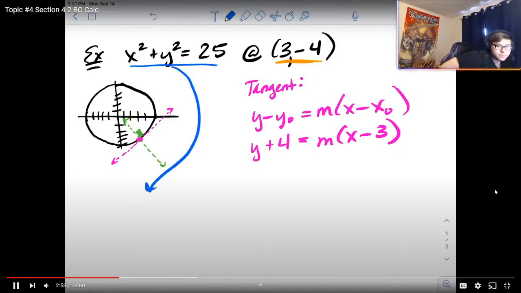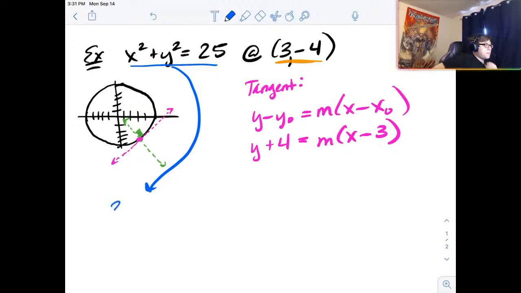Also lucky for us, there are no weird product, quotient, or chain rules, so this derivative is going to be pretty straightforward. I believe the derivative of x squared is 2x. The derivative of y derivative.